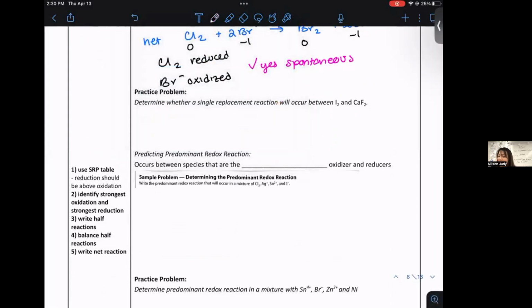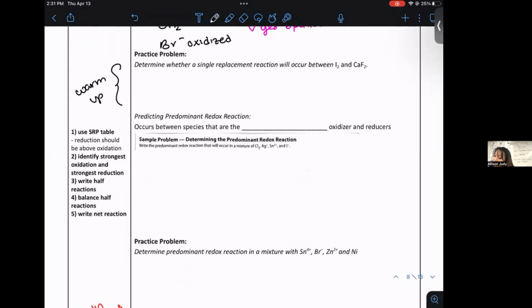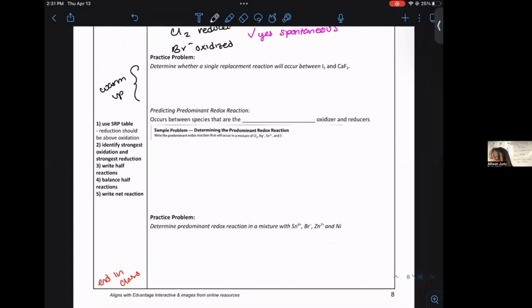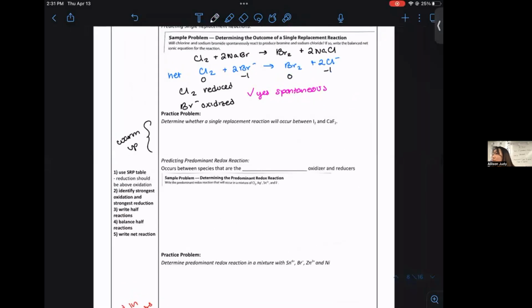And we'll do this as a warm up because I think I have 5 minutes left. So then we look at, what if we have a mixture of several ions that could do redox reactions with one another? What would be the most likely combination, Sophie, to occur?